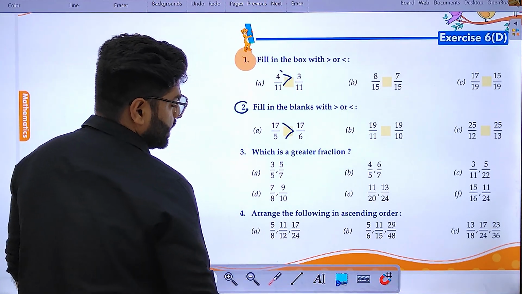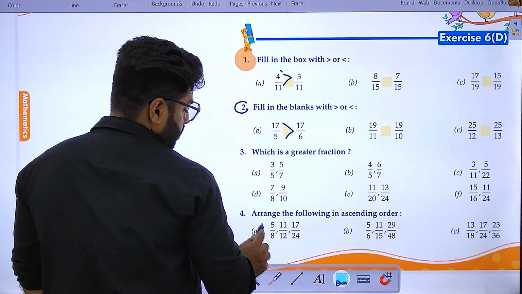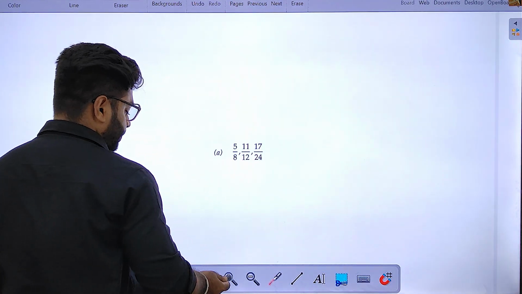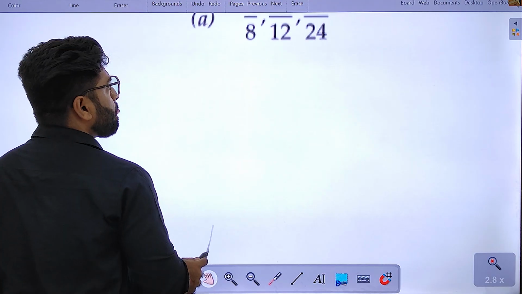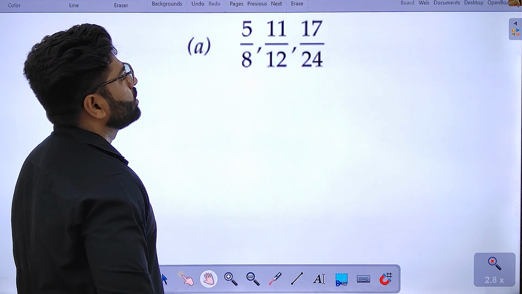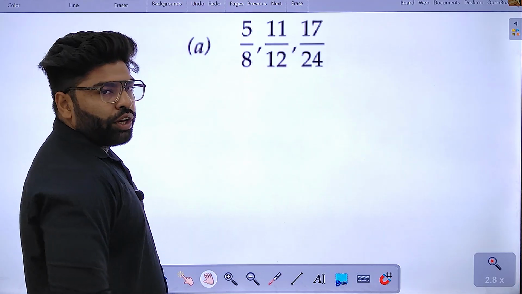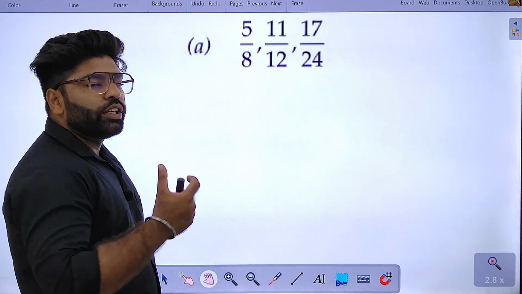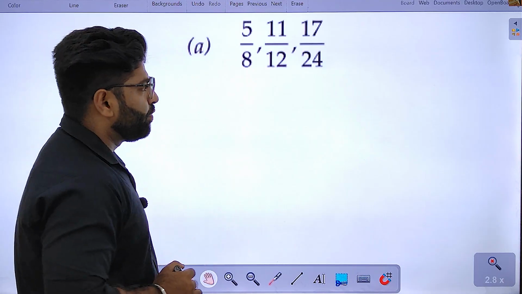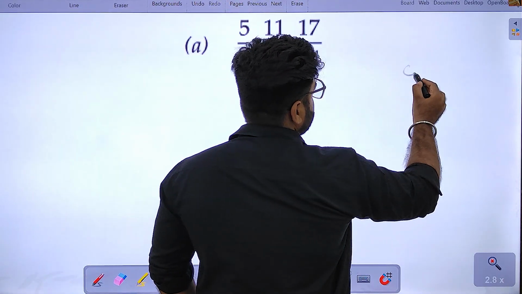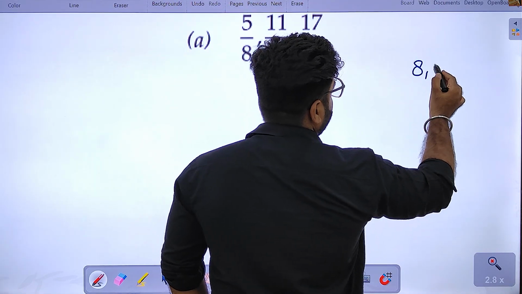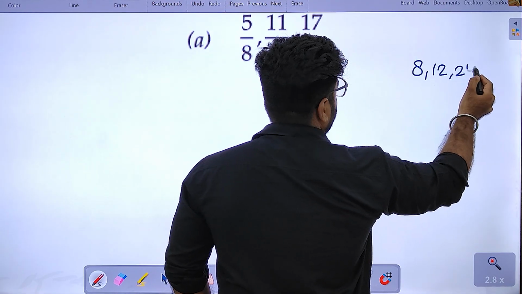Okay, next is question number 4. Arrange the following in ascending order. So let's pick this one. So here we are having 5 by 8, 11 by 12 and 17 by 24. So we are having different denominators and different numerators. So we are going to take the LCM first. So let's take the LCM of 8, 12 and 24.